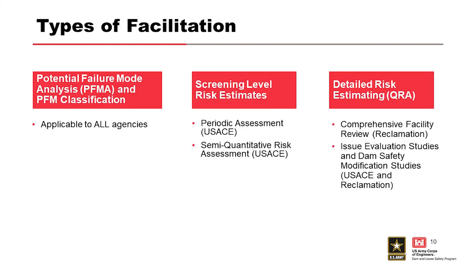So there are various types of facilitations at various scales of analysis. So Bart talked about potential failure modes analysis, which is kind of the broad brush. Then we go to screening those out, plotting them on the matrix, determining what we need to do in terms of priority. And then if projects are plotting at high risk, high DSAC or LSAC classifications, we might need to do a higher level study to determine whether we really can buy down that risk. So those are called comprehensive facility reviews at Reclamation, or at the Corps, we call those issue evaluation studies, or on to dam safety modification studies. Scott. TVA also does SQREs. Thank you.